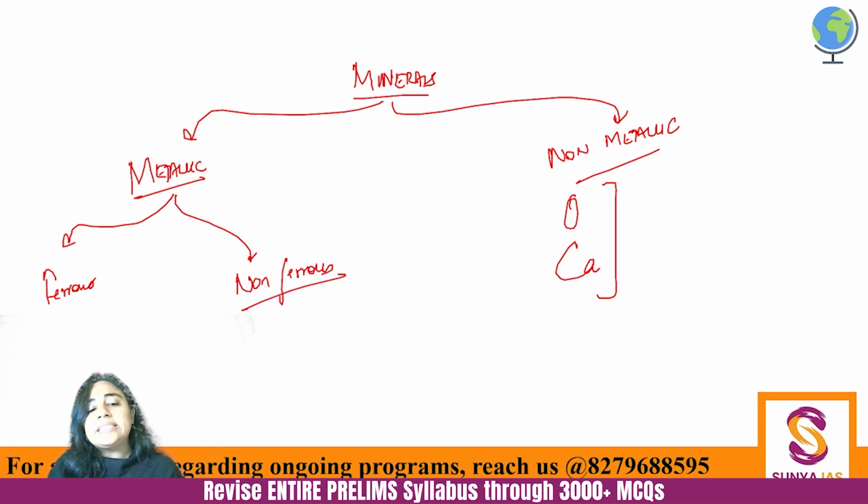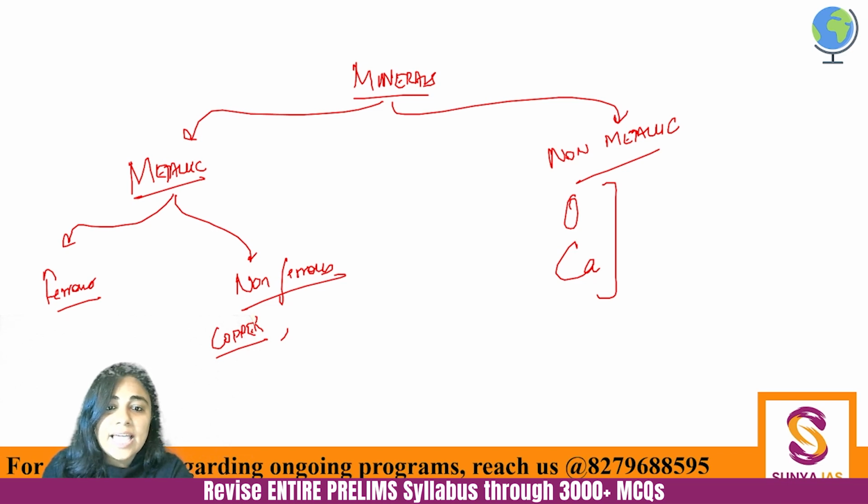ठीक है? तो tin, aluminium, ये सारे जो आप generally देखते हैं, which you think have some iron in them, they actually don't. So there are some examples of non-ferrous which I'd like to give you. Copper. Copper is not a ferrous mineral. It does not have iron in it. It is mixed with iron to create more strength. ठीक है? Then bauxite. Bauxite is also a non-ferrous metallic mineral.